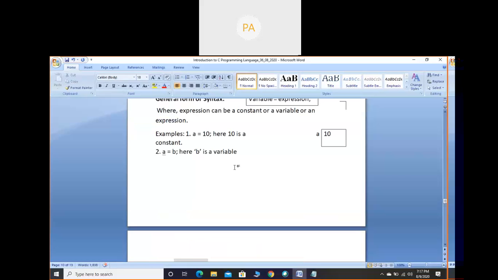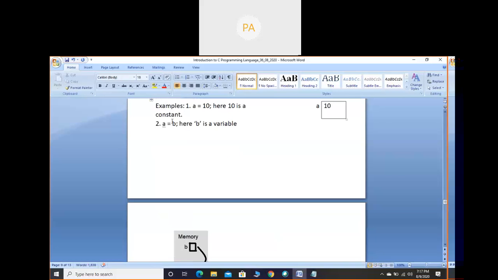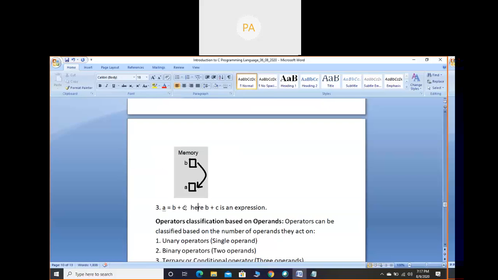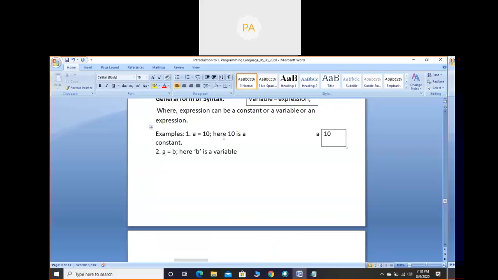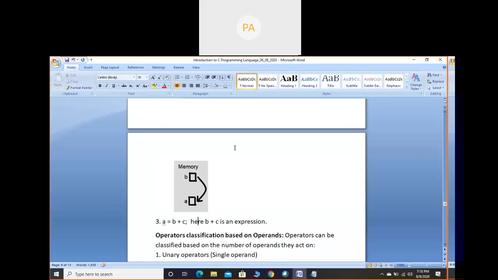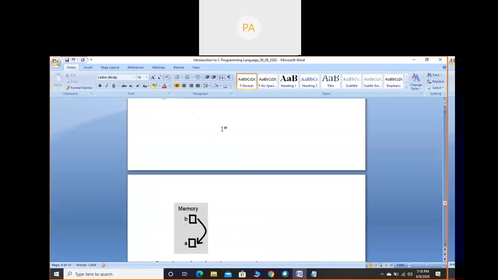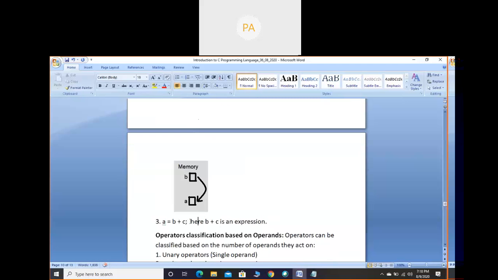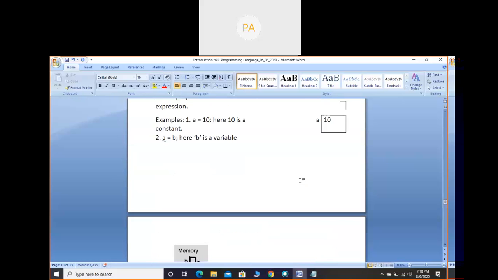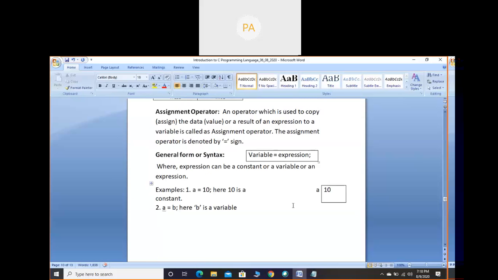So we have seen three examples. In the first example, the value 10 is directly copied to a. In the second example, the value of b is copied to a. In the third example, b plus c is calculated, then it is copied to a. For two of them I have shown the memory representation. For the first example, the variable is a and 10 is the value in the computer memory location. In the second example, we don't know the values, but the meaning is that the value of b is copied to a. In the third example, b plus c is calculated first, and that value is copied into a. So this is the assignment operator. You just copy this. If you have any doubt, you can ask.